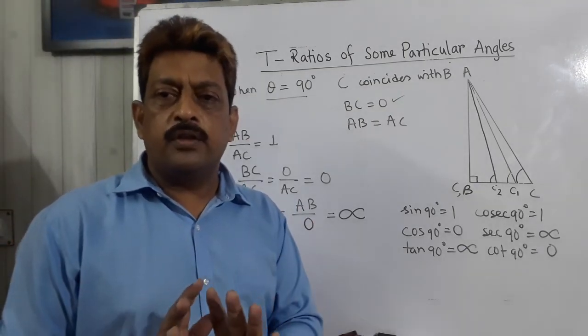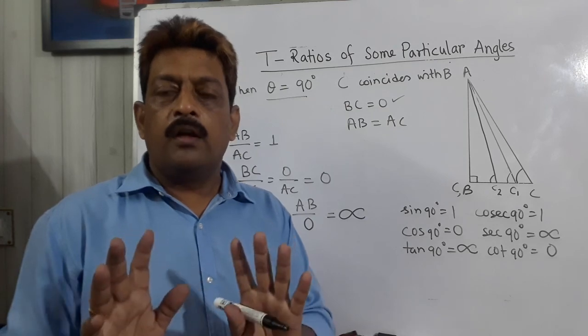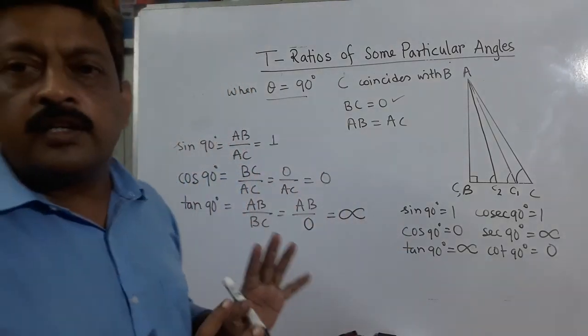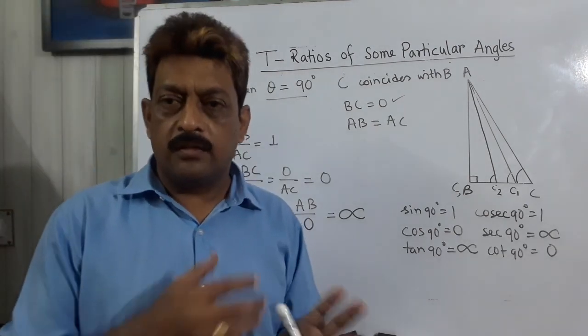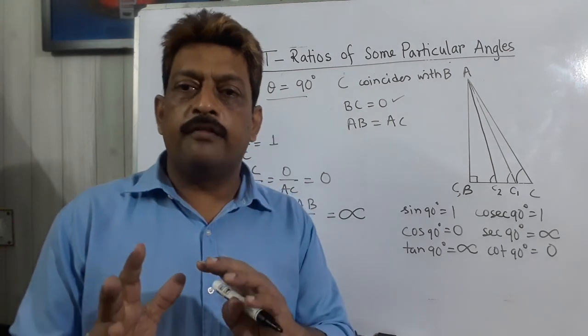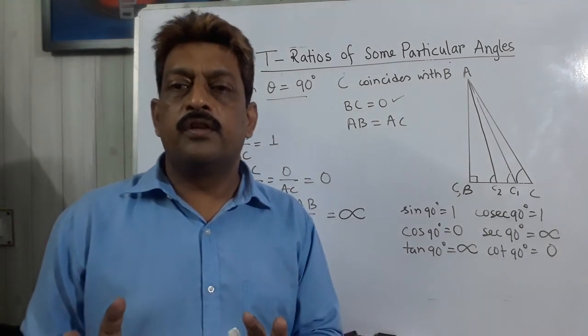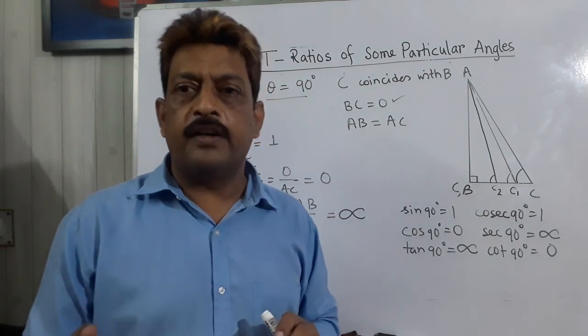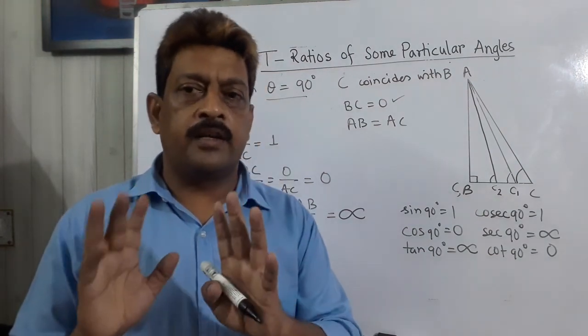So hope you have understood the whole thing. Now you try to do it yourself, all these things which we have learned in the last two sessions, this session and the previous session, where we have learned how to find the values of all the trigonometric ratios of particular angles: 0 degree, 30 degree, 45 degrees, 60 degrees and 90 degrees.